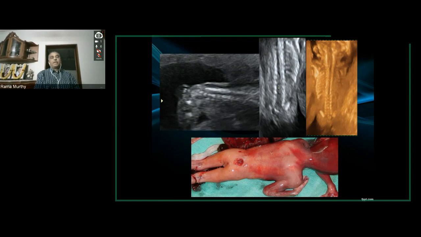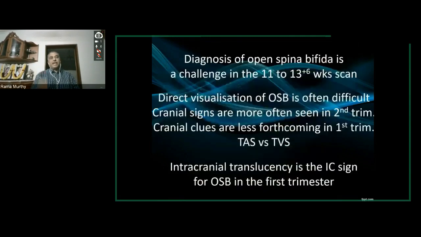That is why we need alternate screening strategies to make the pickup of open spina bifida better in the first trimester, right? The fact that we saw the intracranial signs in the first trimester was more an exception than a rule, because most often the intracranial signs come in the second trimester, not in the first trimester. And therefore, Ravichavi et al. put forth the intracranial translucency as a screening parameter for open spina bifida in the first trimester.